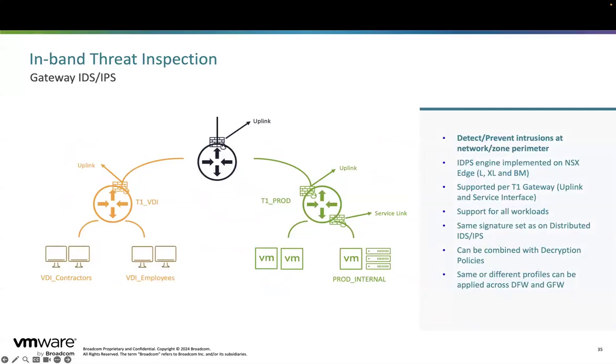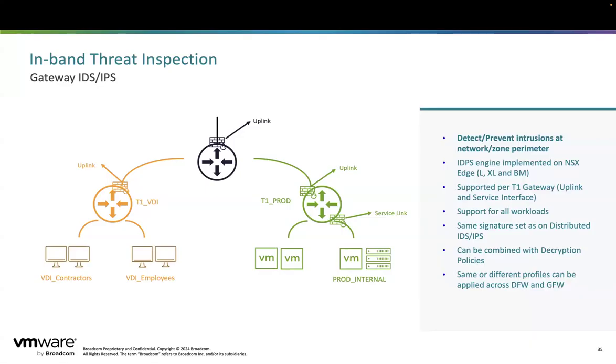The in-band threat inspection, so we can look at gateway IDS/IPS. This is detecting and preventing intrusions at the network or zone perimeter. Again, in the diagram here, we've got some tier 1s deployed. The tier 1s are acting as gateway firewalls in between these different environments of the network.